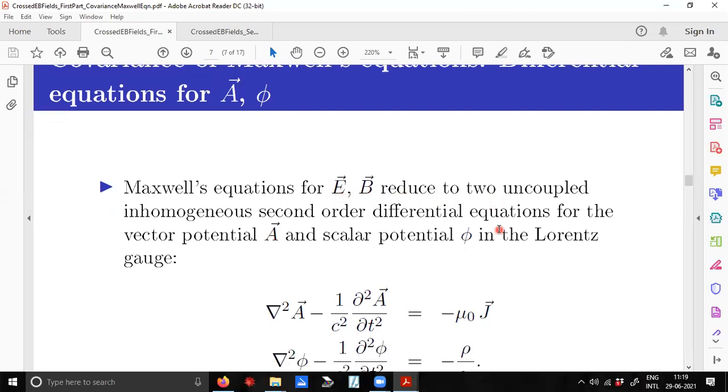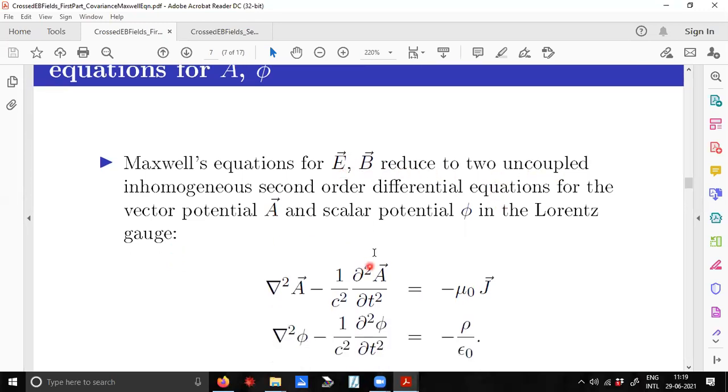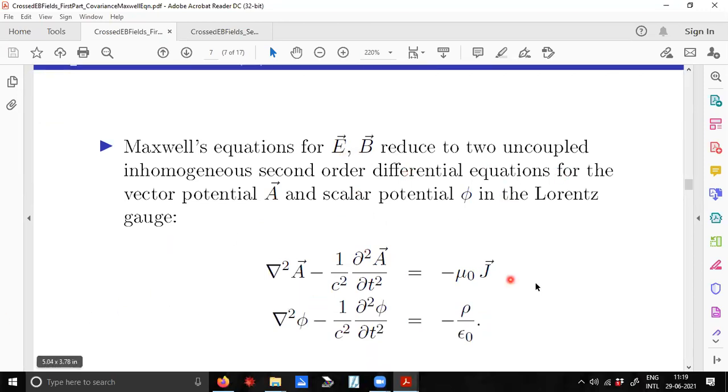We reduce it to only 2 uncoupled second order differential equations. That is, it can be done. I am not doing it. So these are equations for vector potential and scalar potential. What do you do? What is given here? I have a current density J. I have a charge density rho.